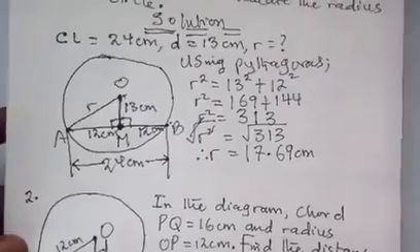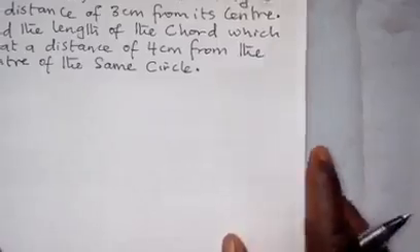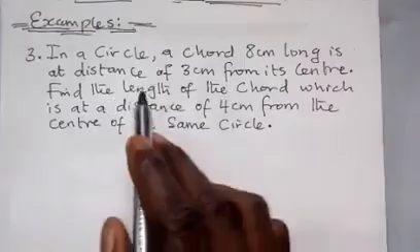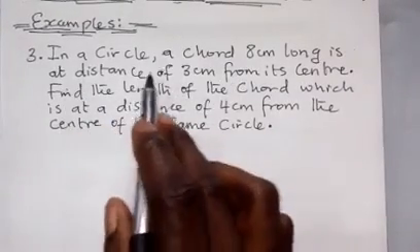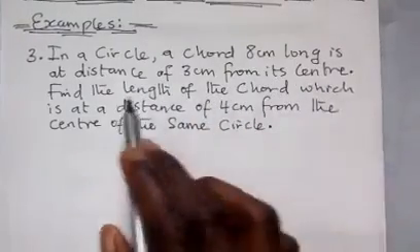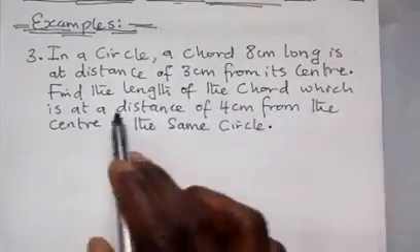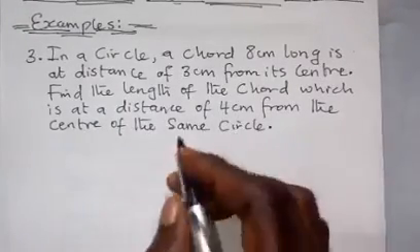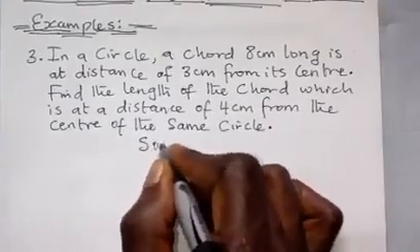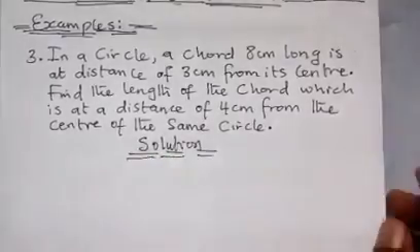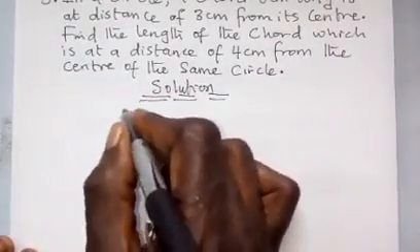Okay. Now let us take a third example, which will be the final example for this lesson. In this example, we are told that in a circle, a chord 8 centimeter long is at a distance of 3 centimeter from its center. Now find the length of the chord which is at a distance of 4 centimeter from the center of the same circle. So which means, in taking the solution, you realize that from this question we are having 2 chords in a circle.